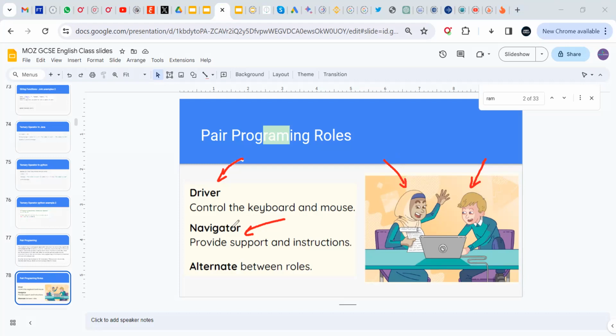And they take alternate roles. Means 1 or 2 days, maybe Tom will be the driver. Then they swap, and 2 days, Aisha will be the driver, and so on. Okay, is that clear? Okay, so pair programming is actually common, and they say, I mean, the benefit of that.